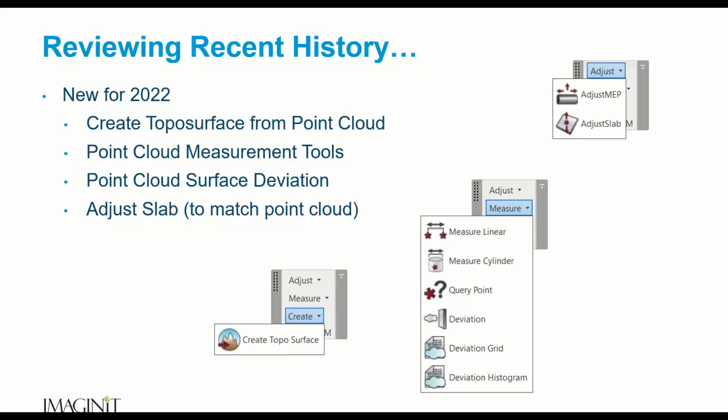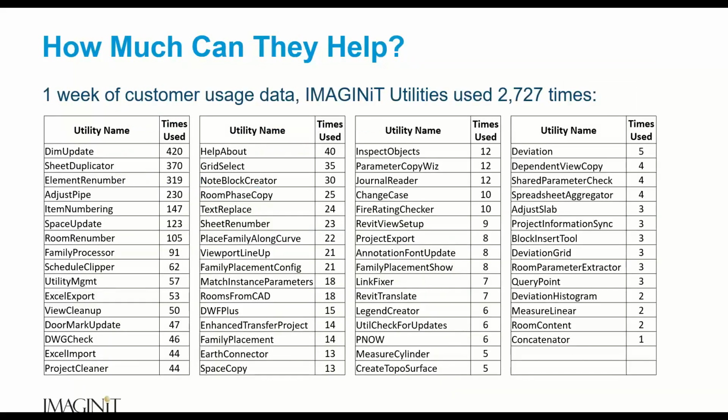Now, if we look back at all of that and some of the new tools as well that are coming up, I'd mentioned that there's a lot of those tools like door mark update, the room number update and such that are still heavily used today. Well, we got some feedback from actual utilization of the utilities.